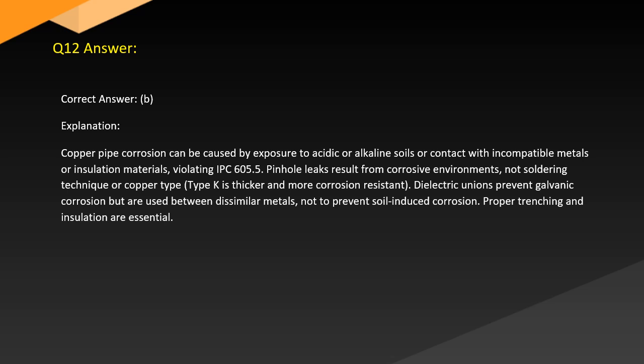Answer. Correct answer: B. Explanation. Copper pipe corrosion can be caused by exposure to acidic or alkaline soils or contact with incompatible metals or insulation materials, violating IC 605.5. Pinhole leaks result from corrosive environments, not soldering technique or copper type. Type K is thicker and more corrosion resistant. Dielectric unions prevent galvanic corrosion but are used between dissimilar metals, not to prevent soil-induced corrosion. Proper trenching and insulation are essential.